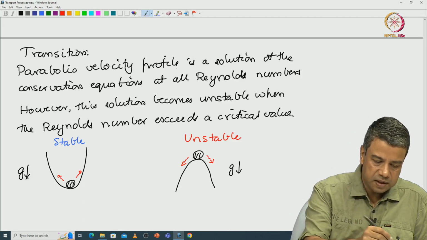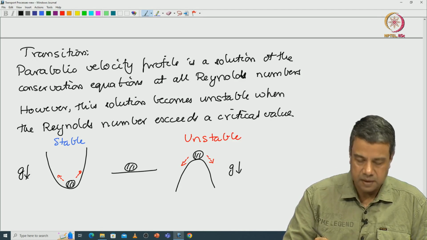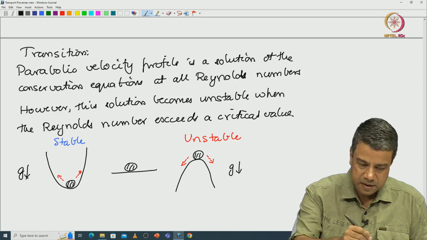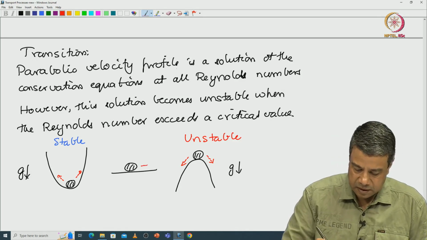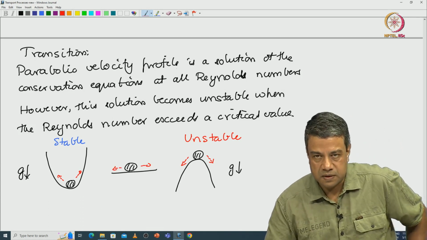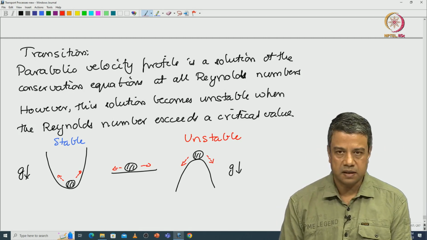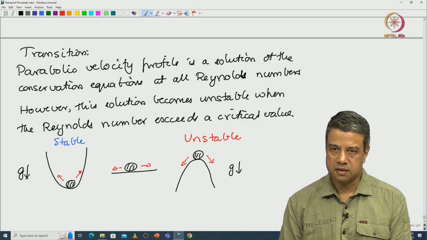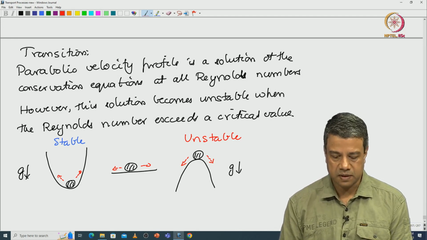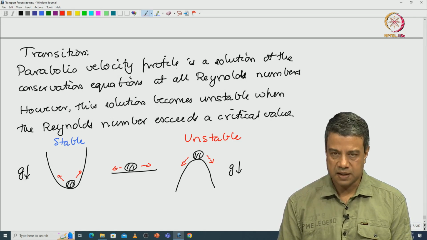And between these you have something called a neutral state, where if you displace the object a little bit to the left or the right, it neither comes back nor goes away. So, this is what is called a neutral state. If you displace the object either to the left or the right, it neither comes back to its original location nor goes away from that original location. So, this was for an object in only one dimension.